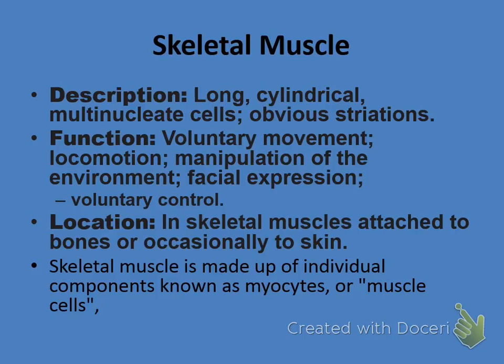Single muscle cells are called myocytes. Remember that for tomorrow. Single muscle cells are called myocytes or muscle cells, right? Our skeletal muscles are voluntary. What does voluntary mean? If I volunteer to do something, what do I do? You do it for free. Do it for free? Not necessarily. Like, it's something you're willing to do.